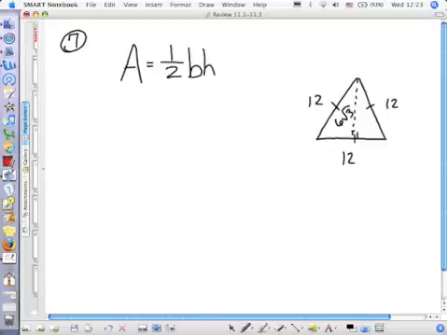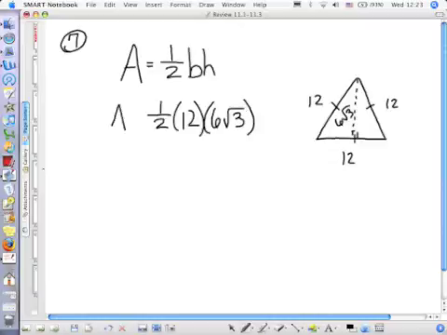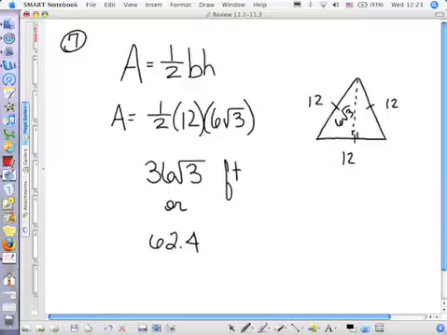Do I have my base and my height? Mm-hmm. My base is 12. And my height is 6 square roots of 3. So the answer was 36 square roots of 3, or 62.4. And feet were given, so it's feet squared. So the only time we don't put square roots on the area is whenever they ask you for base and height, or perimeter.